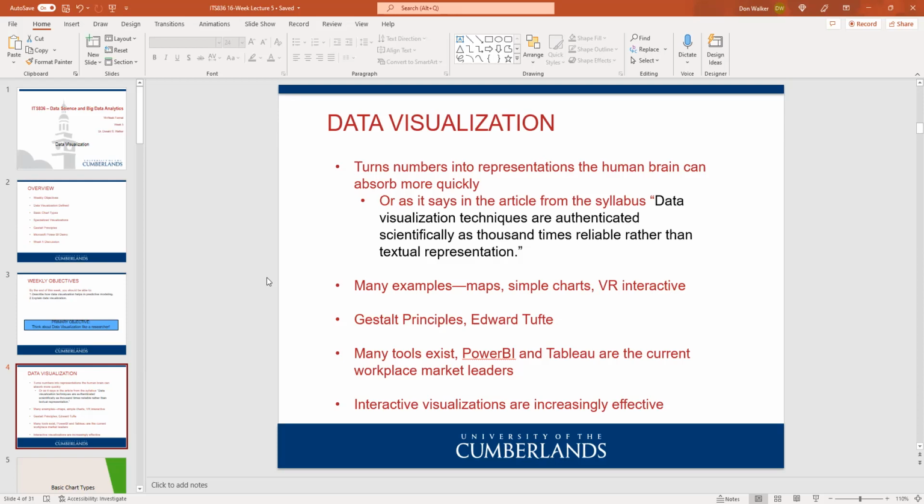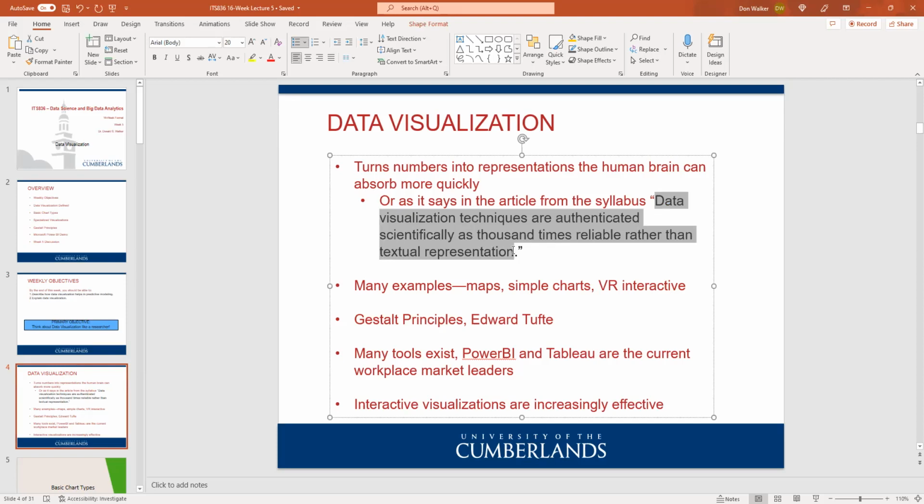And in an old syllabus, we had an article that said data visualization techniques are authenticated scientifically as 1,000 times reliable rather than textual representation, which was a Google Translate, I believe, version of a picture is worth 1,000 words. I don't know if y'all have heard that idiom or not. A picture is worth 1,000 words. I think it came from journalism back in the day when photographs were new.